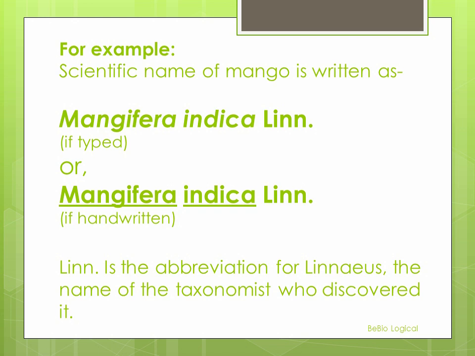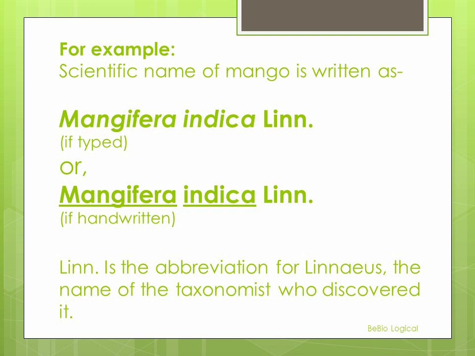The generic name is written first, or the genus name, which is Mangifera. It is followed by the specific epithet or name of species, which is indica, and then the name of the discoverer in full or in abbreviation, which is Linn. Linn is the abbreviation for Linnaeus, the name of the taxonomist who discovered it.